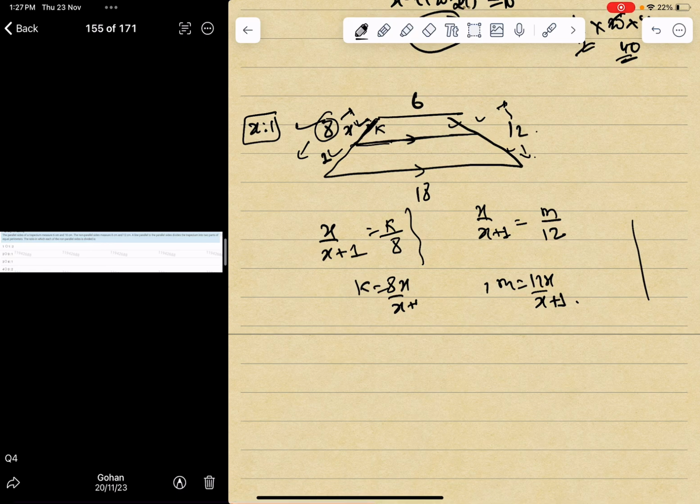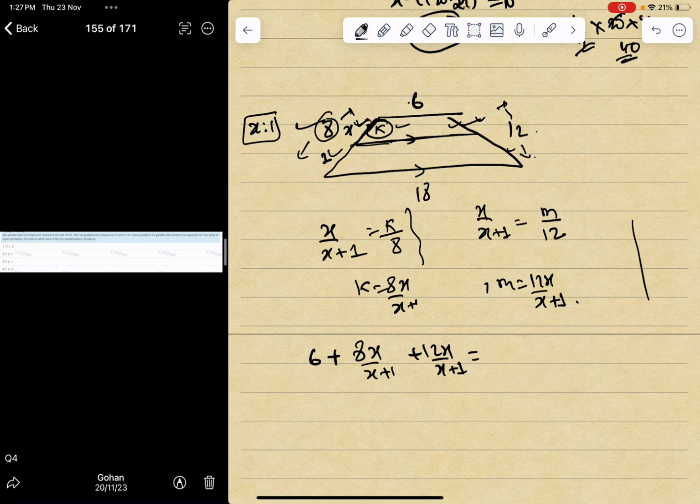Now this is the common side and the perimeters are equal. Okay, so let's write the upper portion perimeter. Upper portion perimeter is 6 plus this k, means 8x by x plus 1. This is a common side, it will get cancelled, no need to write. Now this m, means 12x by x plus 1, right, is equal to lower side.